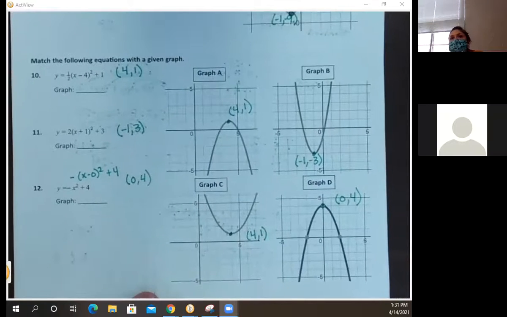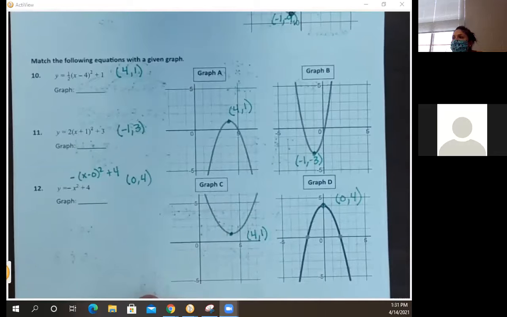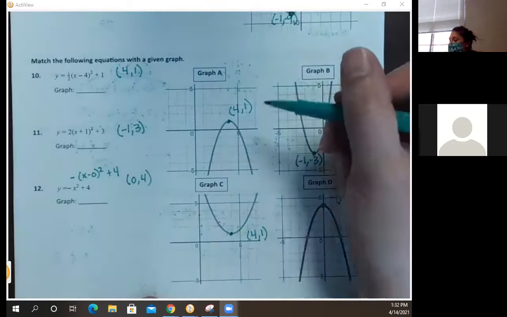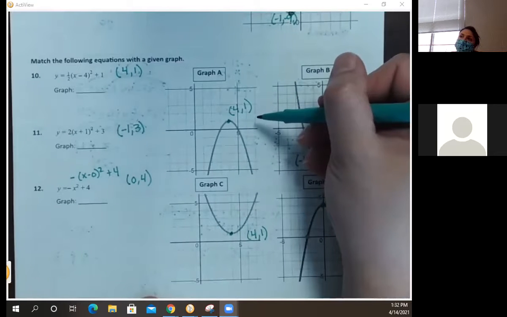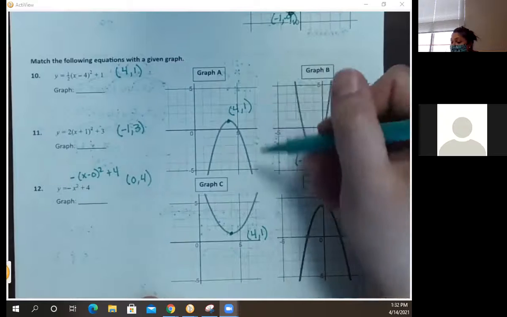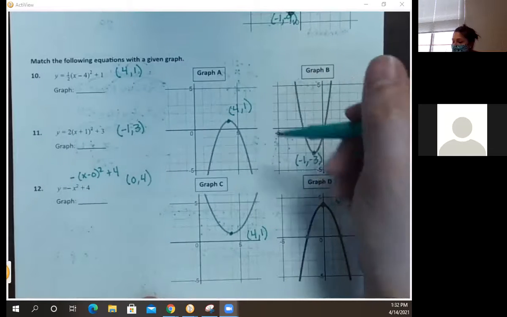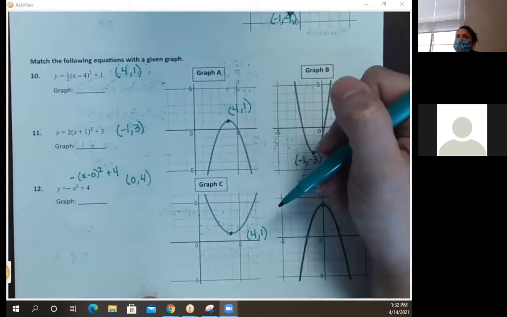Do I have any definite matches here? Where it's only one option, it's got to be this graph based on the vertex. Hannah, you were nodding yes. What's your definite match here? Ten would be graph A. Is this the only graph that has a vertex at 4, 1? It's not. I've got actually 2 options. So since I've got 2 options here, we need to dig a little deeper.